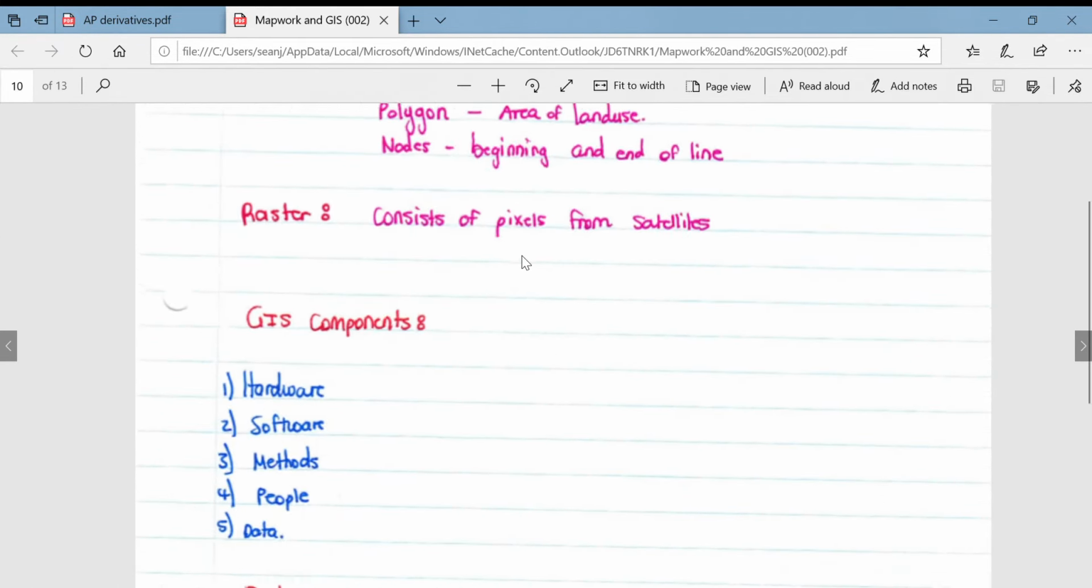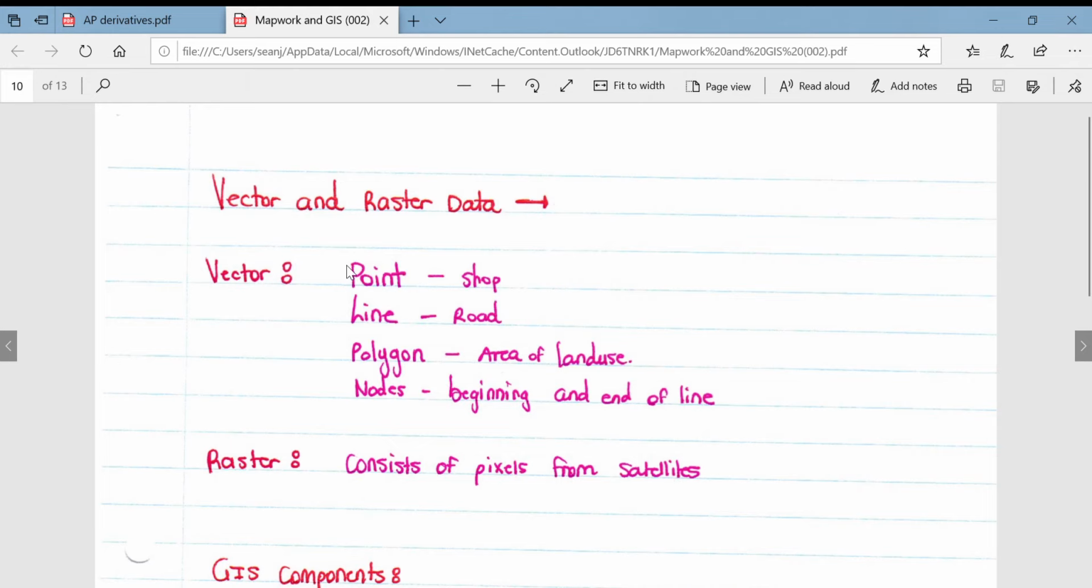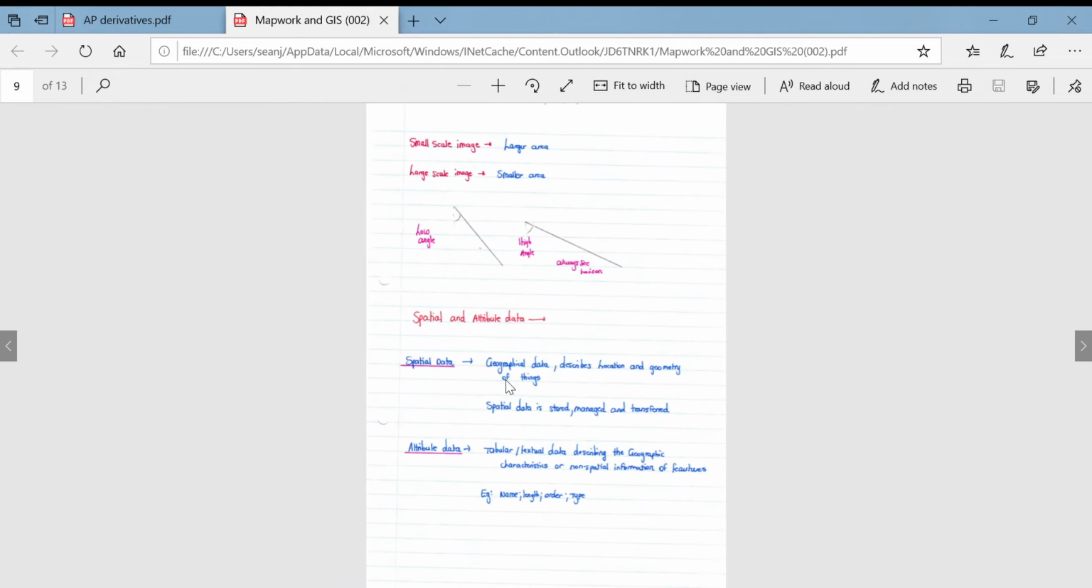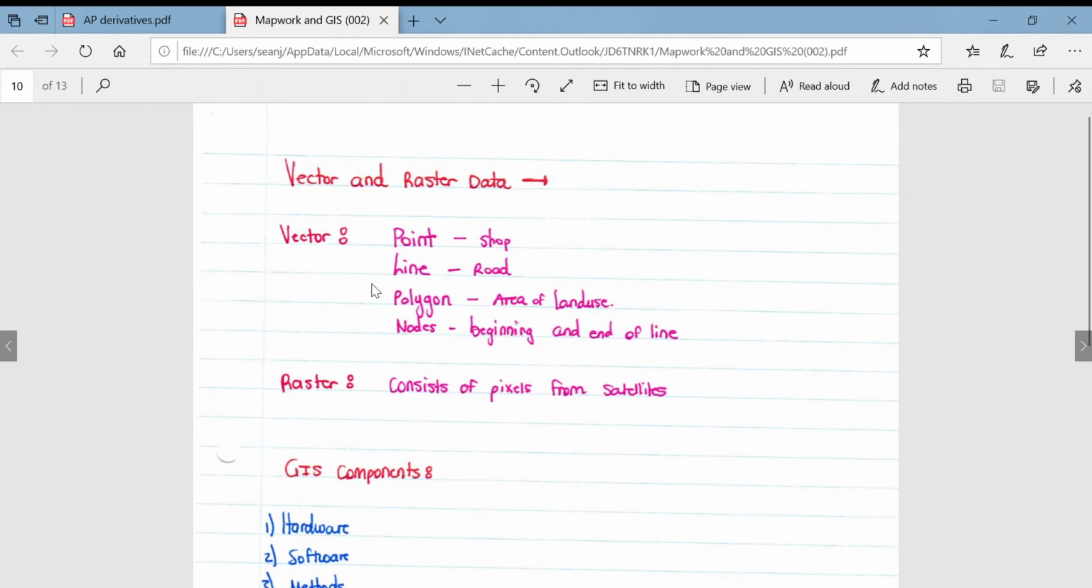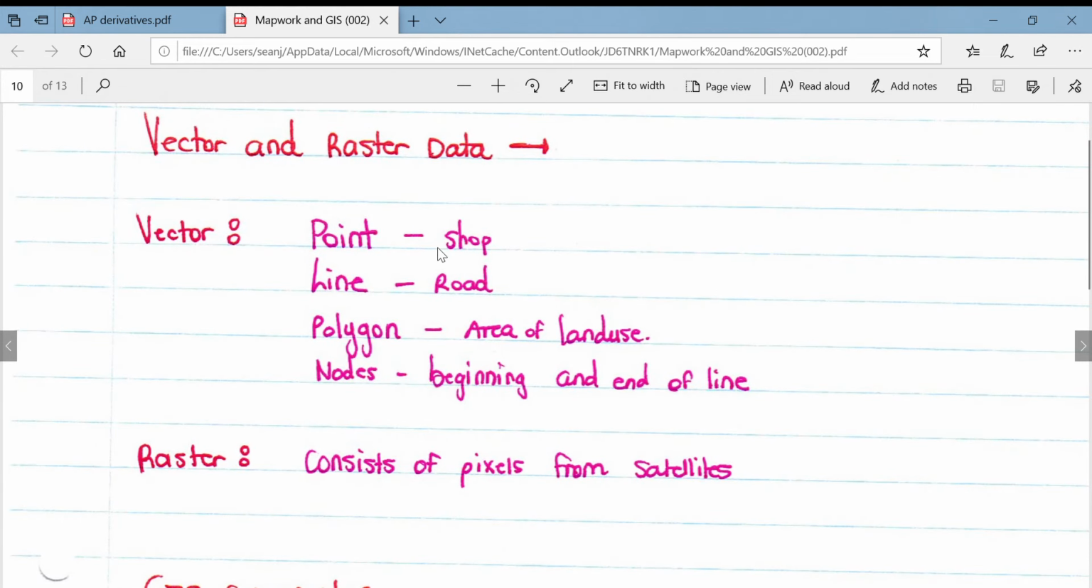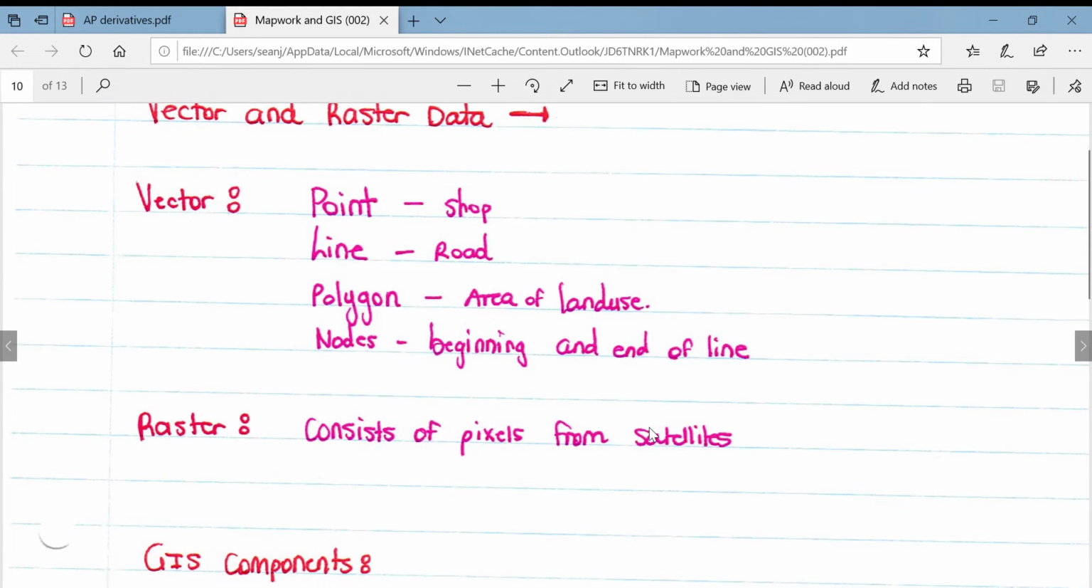Then if we look at vector and raster data, this follows on from our spatial and attribute data. Vector data comprises of various different representations. We get points, lines, polygons, and nodes. An example of point data would be a shop shown on a map. A line data would be a road shown on a map. Polygon would be an area of land use, such as a farm. Nodes are the beginning and end of line data.